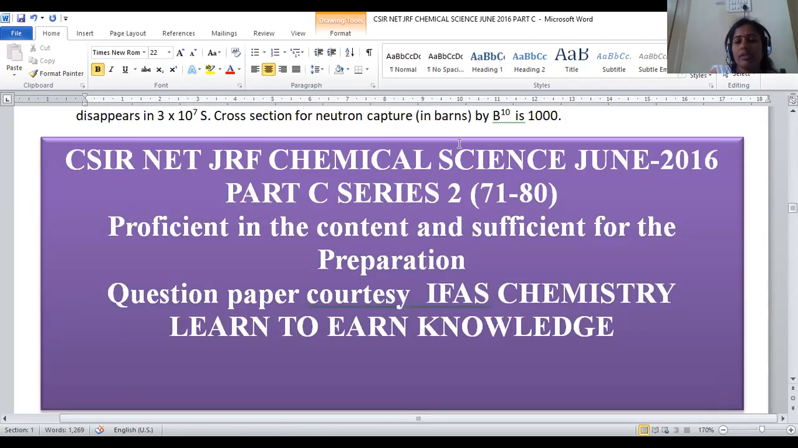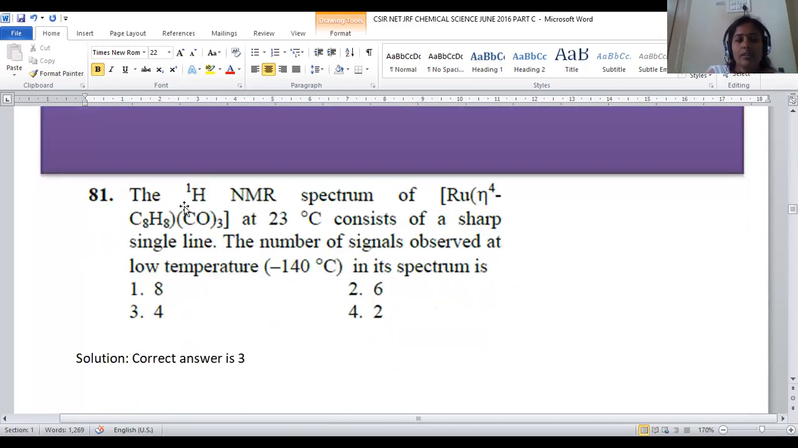Right. So here the questions are going to be discussed in the series 2 Part C CSIR NET JRF Chemical Science June 2016. Let us go to question number 81. The proton NMR spectrum of ruthenium η4-C8H8CO3 taken at 23 degrees centigrade consists of a sharp single line. The number of signals observed at low temperature, minus 140 degrees centigrade, in its spectrum is.